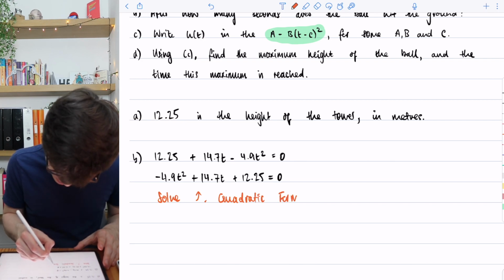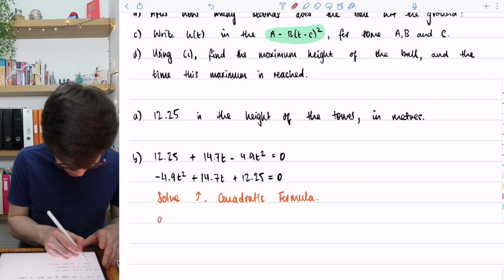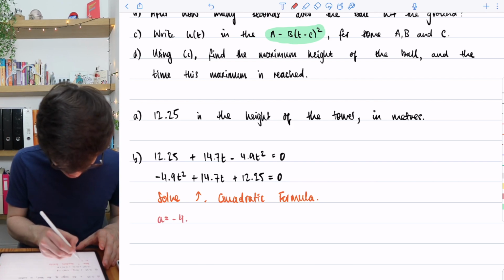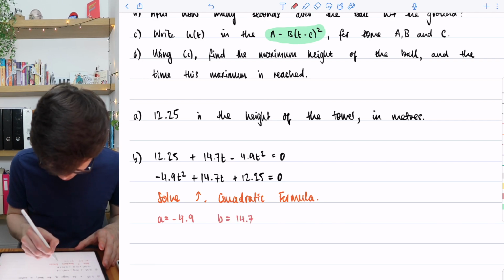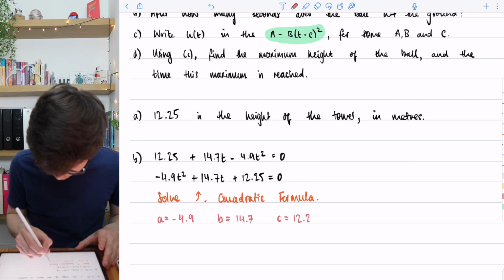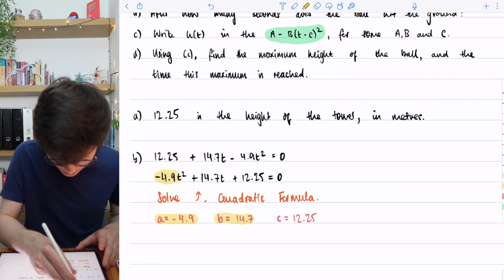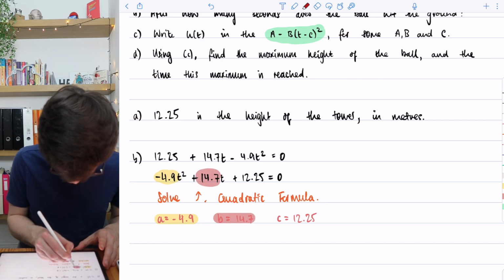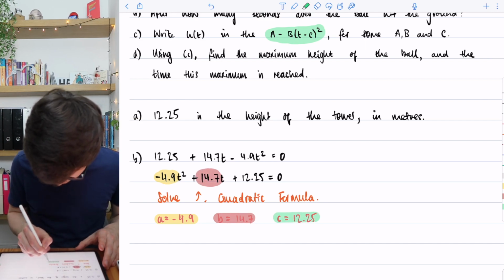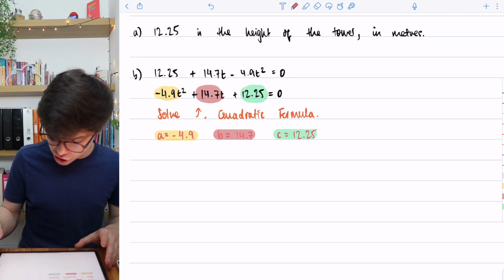Whenever you've got decimals like this, it's probably best to use the quadratic formula. So my A value will be minus 4.9, my B will be 14.7, and C will be 12.25. And I'll just highlight where they came from there, and I'll highlight that in a different colour. We'll go with red, hopefully you can still see that, and the green there is from the constant.